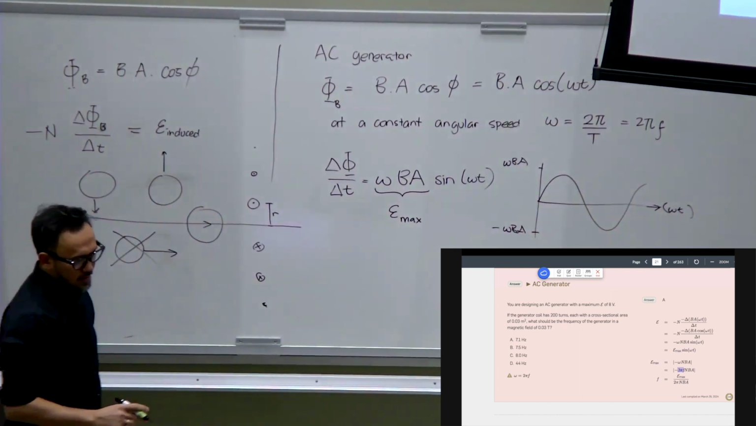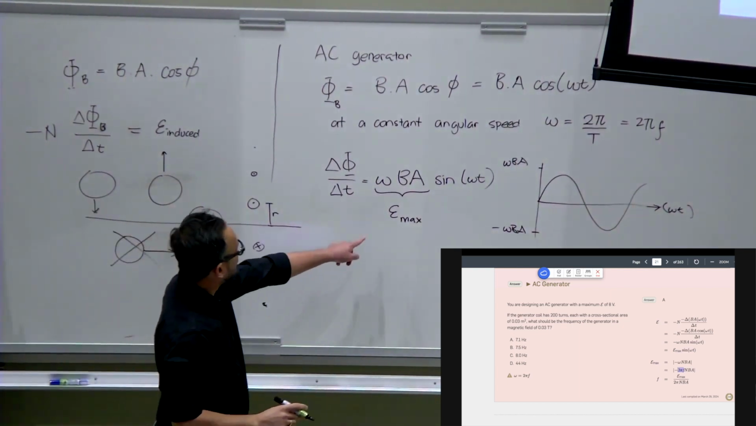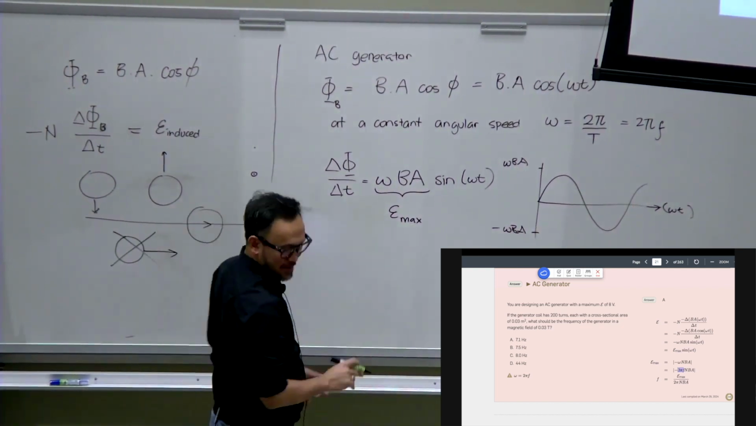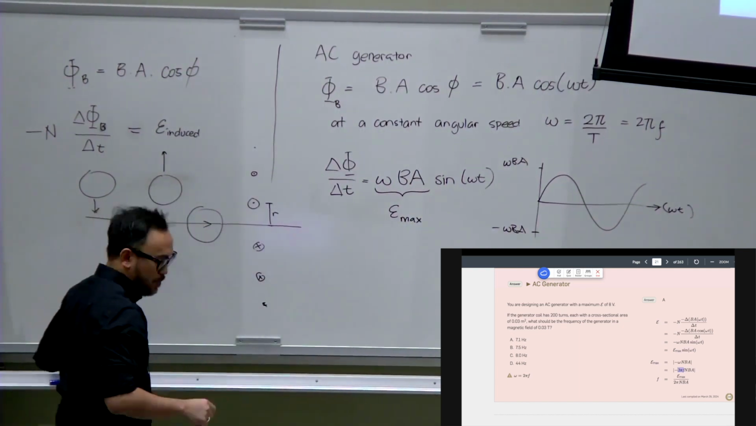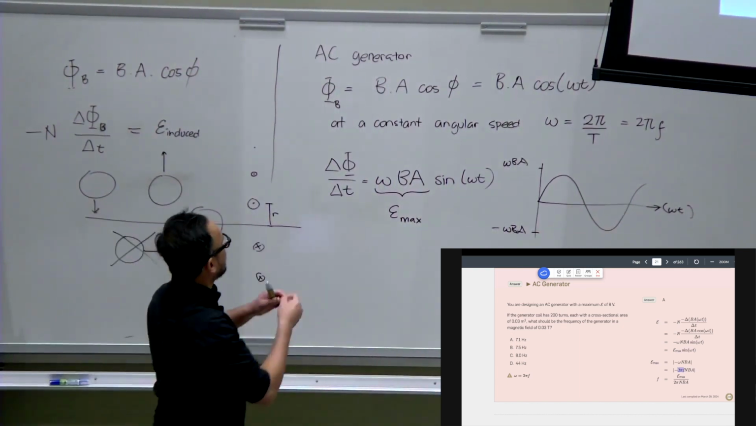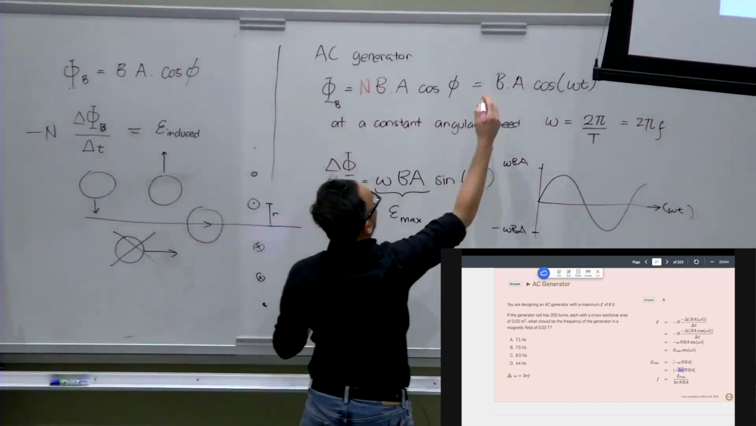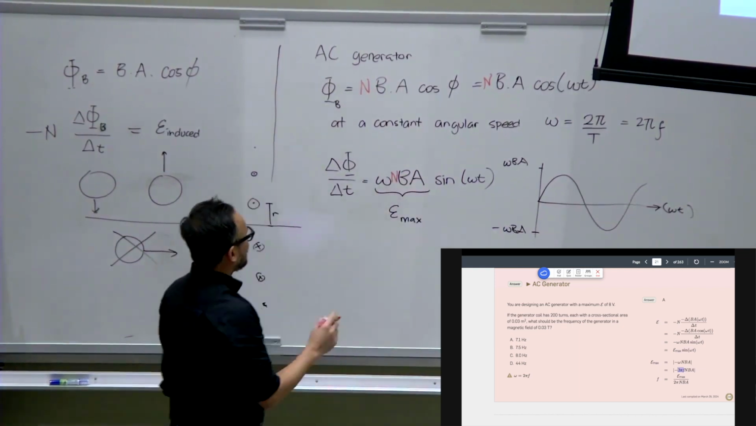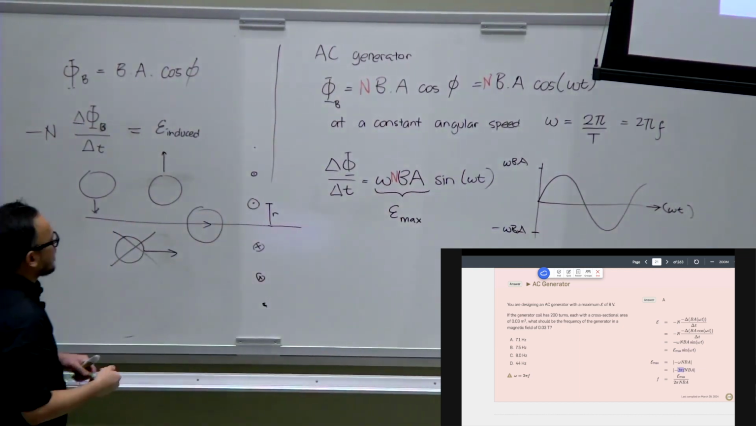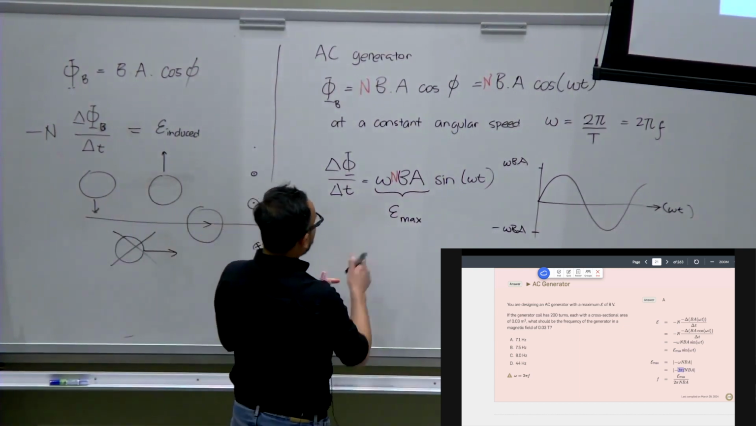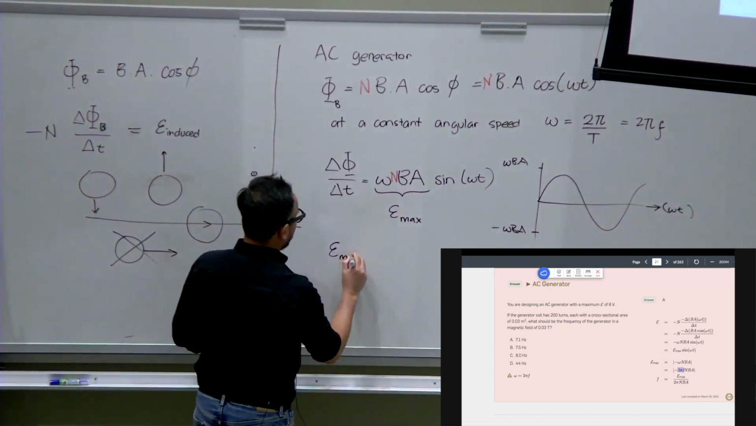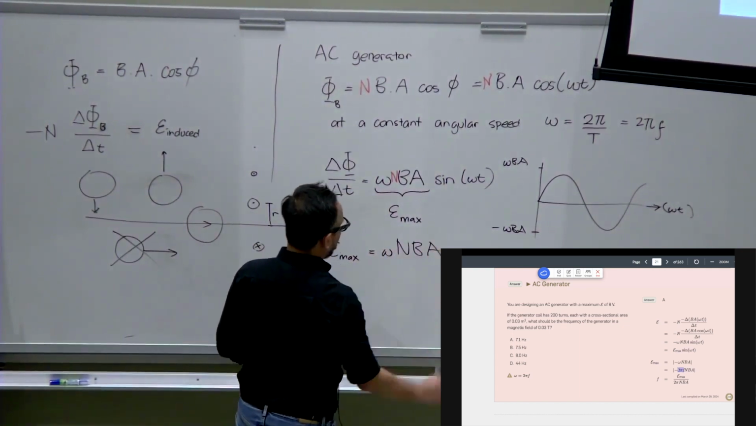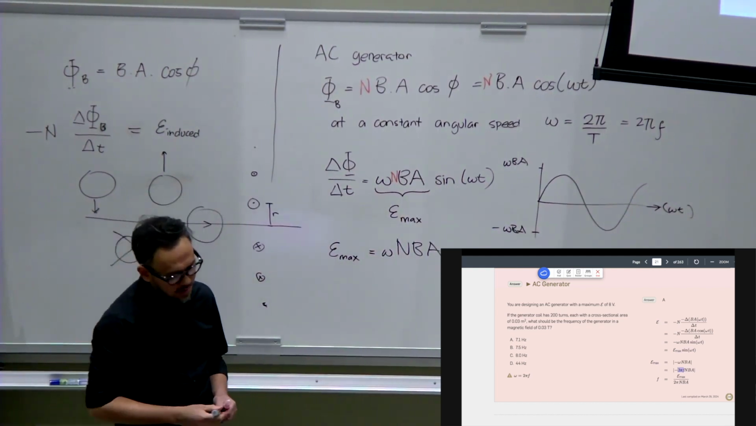So in the end, that's what we need for one loop, because I just made a mistake. For more than one loop, you just add all of them. So you add N to all of them, including here. So omega N B A, that's Emax. And in this problem, the area is given.